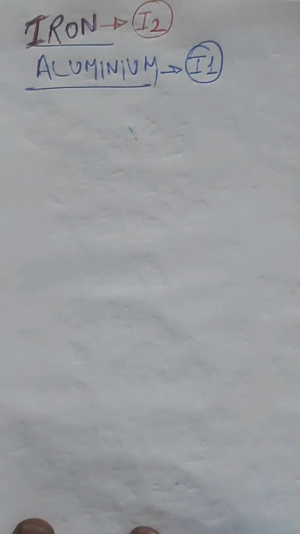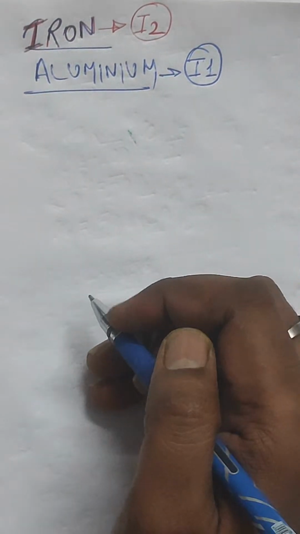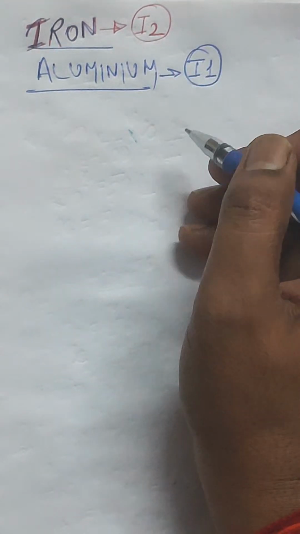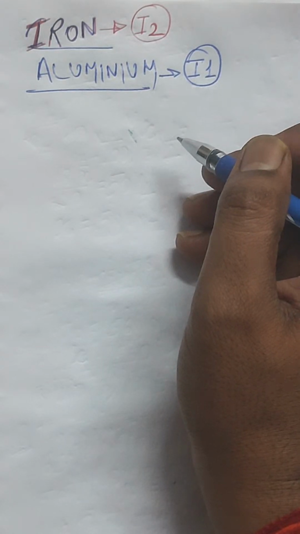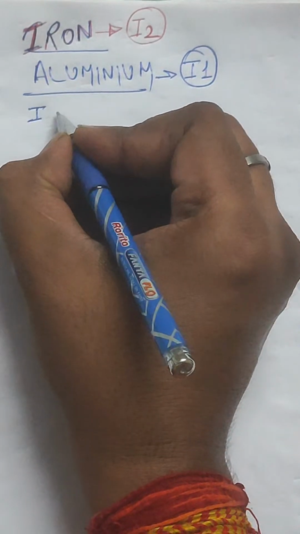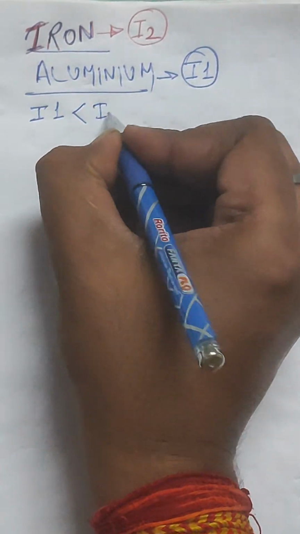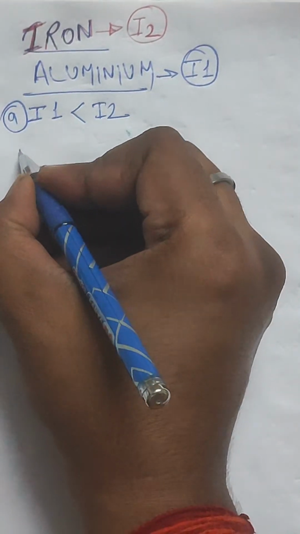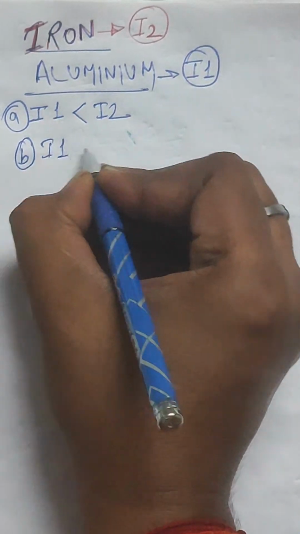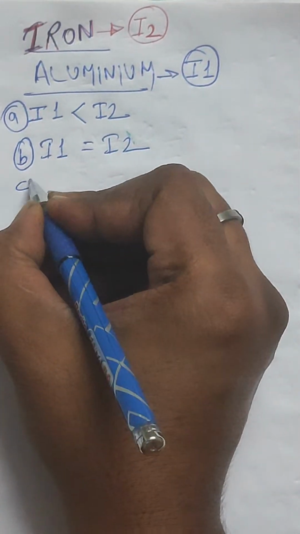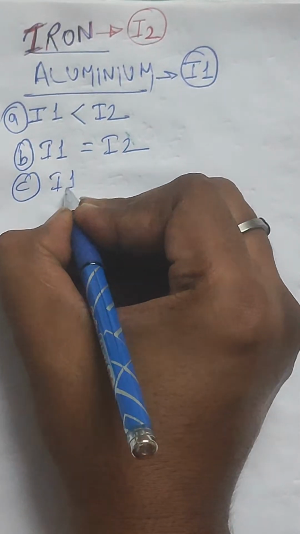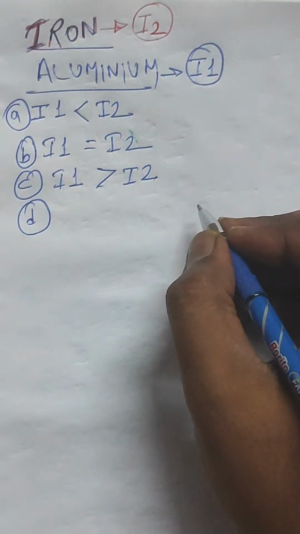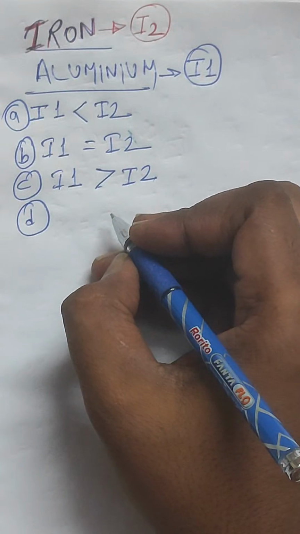Now we need to find the relation, given that I1 and I2 are the moments of inertia of these bodies which are identical in geometrical shape. The first option is I1 less than I2. The second option is I1 equal to I2. The third option is I1 greater than I2. The fourth option is that the relation between I1 and I2 depends upon the actual shape of the bodies.